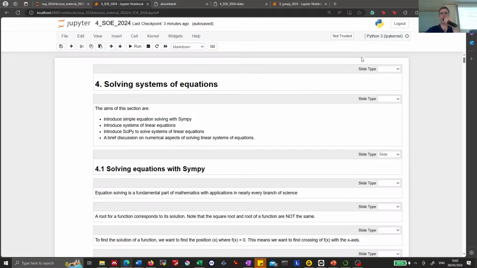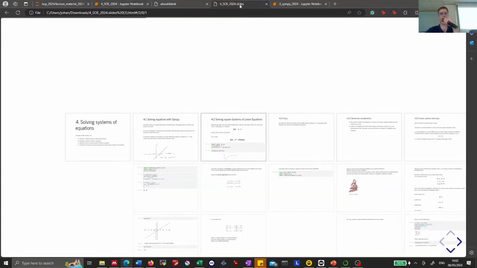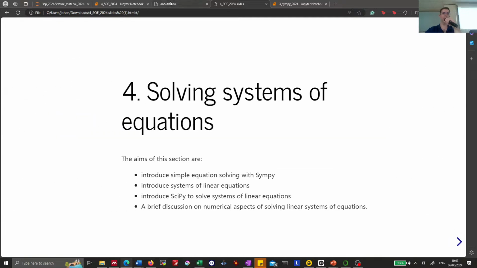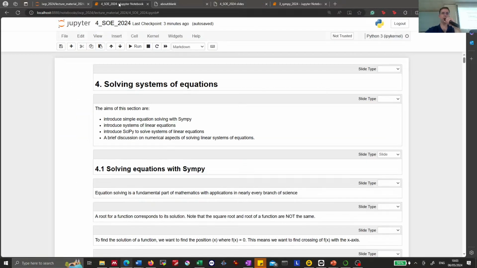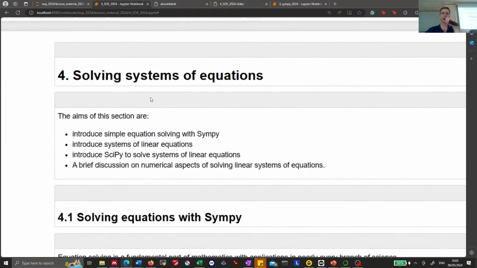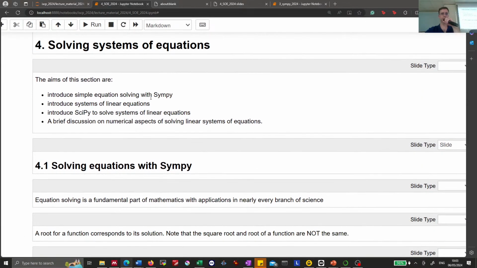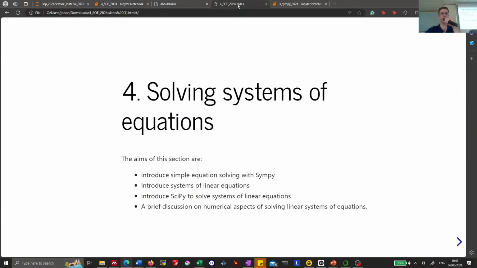solving equations. I uploaded the slides to Cyber University, so you should have something that looks like this. You also have my Jupyter notebooks that look like this. Okay, so what to do in most things.